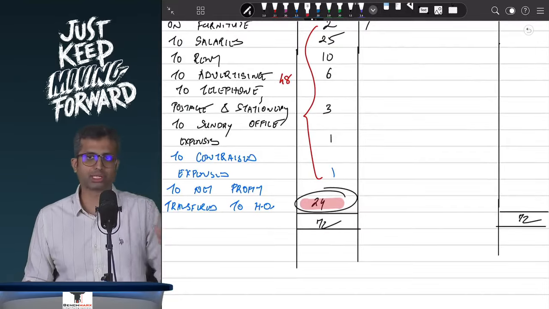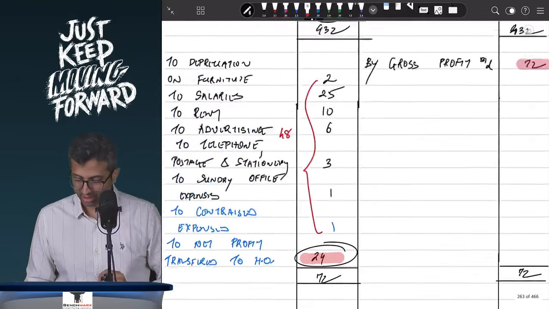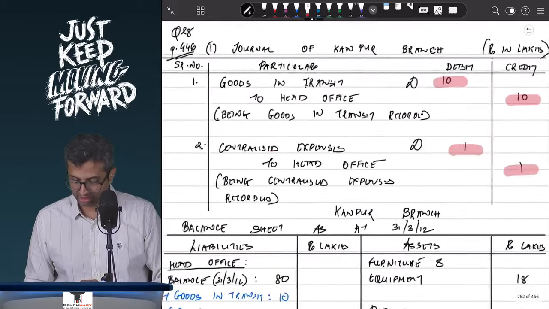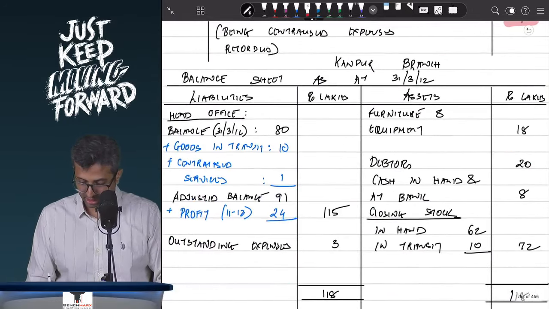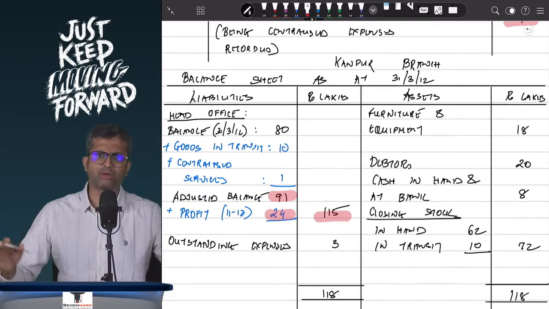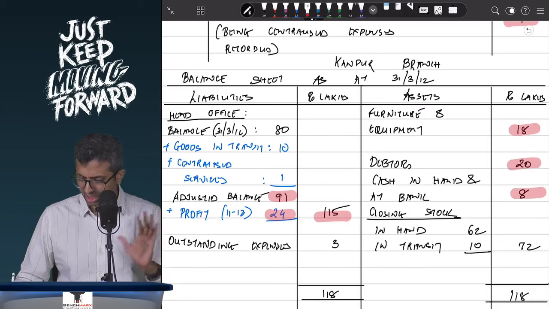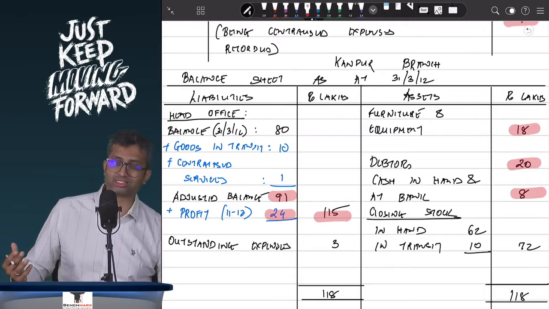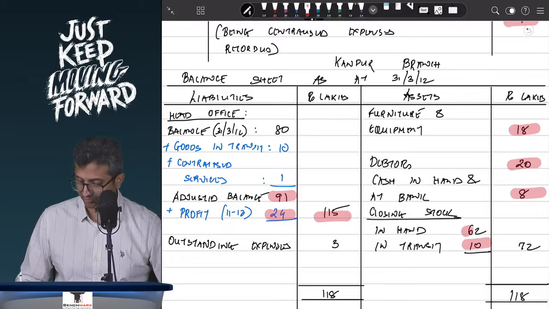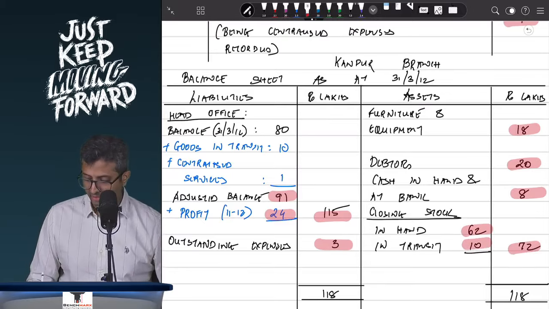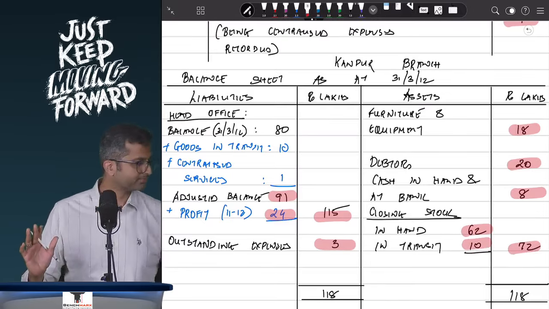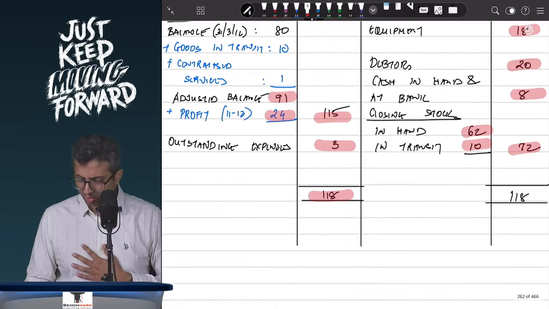Head office opening is around 91. Adjusted balance, I believe, is around 91. Just a second. Yes. So this is 91, to this 24 will be added, and hence this is 115. Other than that, you have to just add everything as it is. Furniture at 18, debtors at 20, cash at 8. Separately, along with 62 of stock, there will be goods in transit of 10, and hence this is 72. And then there will be some outstanding expenses worth 3 rupees, and your balance sheet would tally at 118.